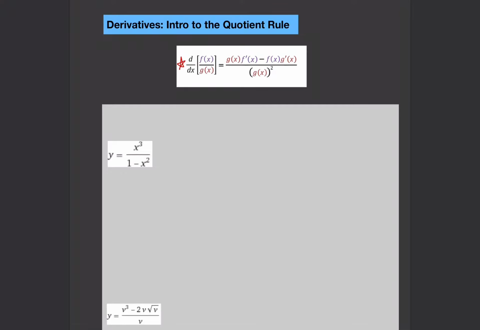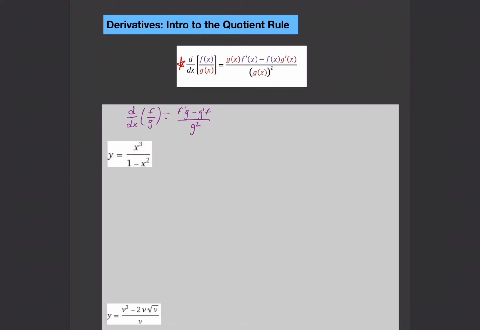So right here is the quotient rule, and what it states is that the derivative of f of x divided by g of x is equal to g of x times the derivative of f of x minus f of x times the derivative of g of x, all divided by g of x squared. Below, I'll write a different way you might see it. The derivative of f divided by g, where f and g are functions, is equal to f prime times g minus g prime times f, all divided by g squared.